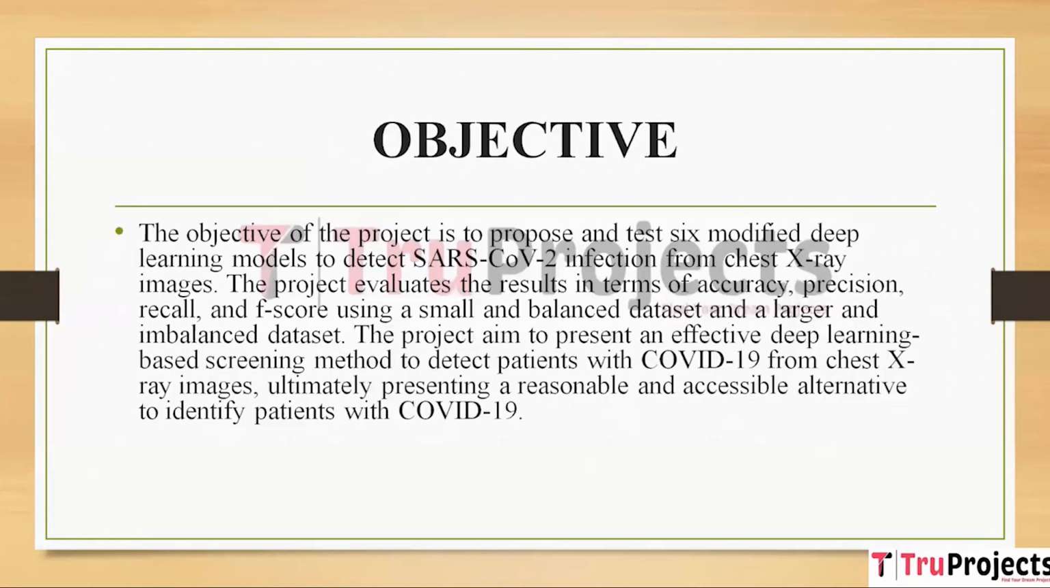Objective. The project's goal is to develop and evaluate six modified deep learning models for detecting SARS CoV-2 infection in chest X-ray pictures. Using a small and balanced dataset and a bigger and imbalanced dataset, the project examines the result in terms of accuracy, precision, recall, and F-score. The goal is to propose a successful deep learning based screening approach for detecting COVID-19 patients from X-ray pictures, ultimately presenting a realistic and accessible option for identifying COVID-19 patients.